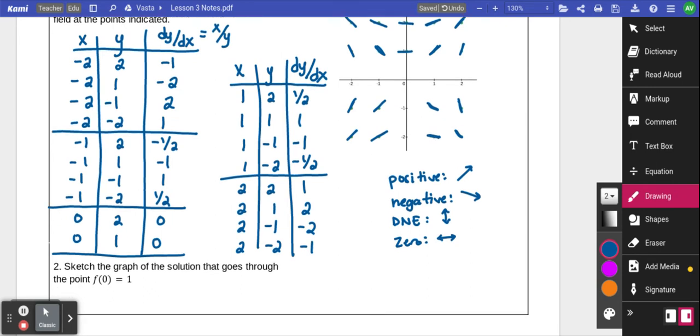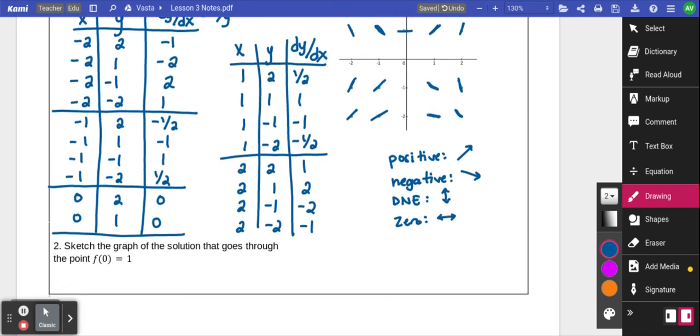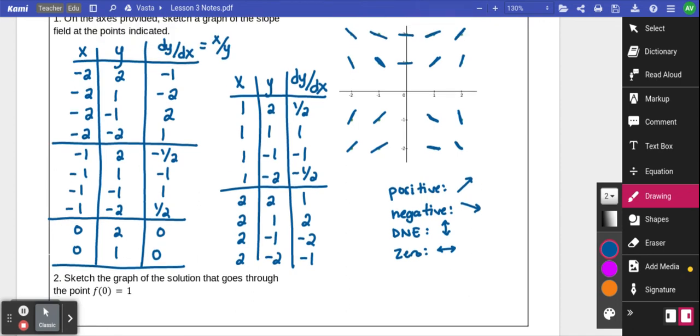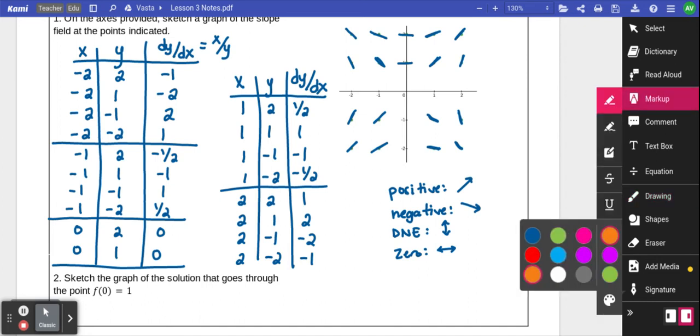Now, the second learning target is, I guess before we do this, what this is helping me do is visualize what the original graph would have looked like. But it's giving me a visual of just the shape of the graph. It's not giving me a specific graph of a specific function that goes through these points. The next part of the question is going to ask me to graph the particular solution that goes through the point (0, 1).